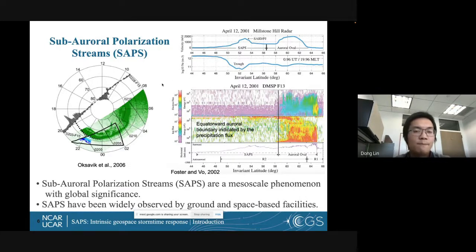So the definitive feature of SAPS is that below this auroral boundary, there is often a separate flow channel westward with a magnitude of a few hundred meters to a few kilometers per second. So it's very persistent and a relatively narrow range, and so it's supposed to imply interactions between the different regions in the geospace.